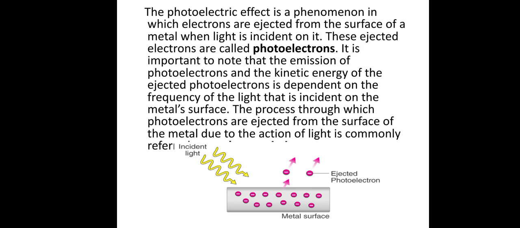For each metal, there is a characteristic minimum frequency, below which the photoelectric effect is not observed. At a frequency below the threshold frequency, no electrons are ejected. At a frequency higher than the threshold frequency, the ejected electrons come out with certain kinetic energy. The kinetic energies of these electrons increase with the increase of frequency of light used. So we can say the kinetic energy of the electrons is directly proportional to the frequency of the light used.